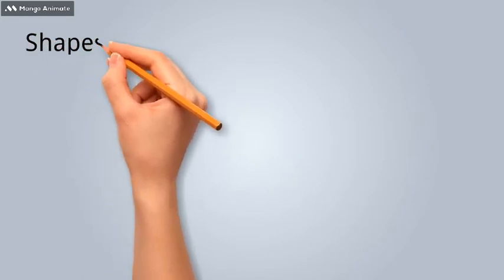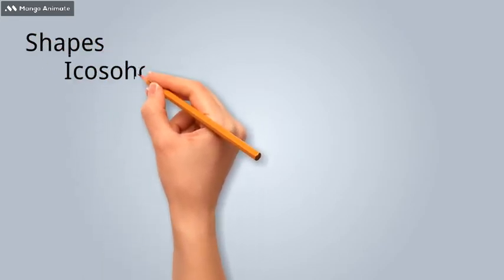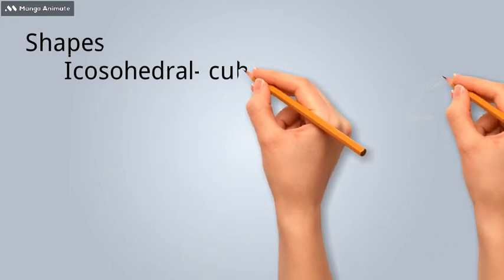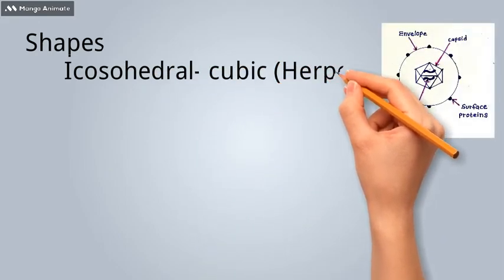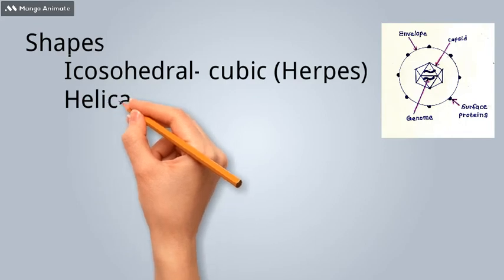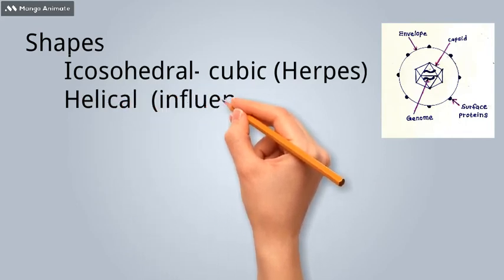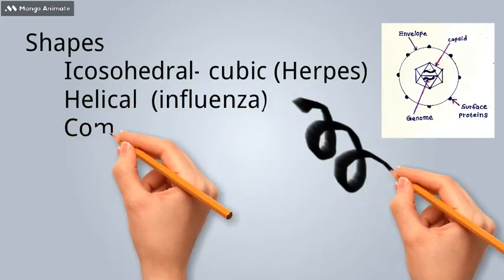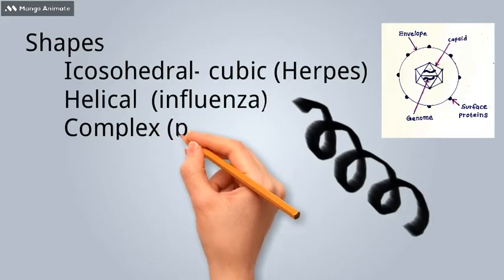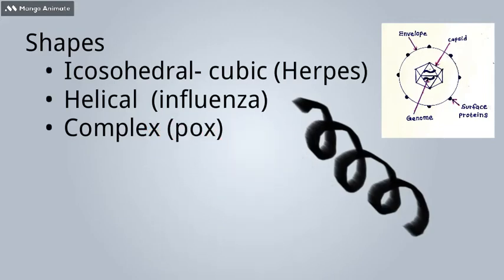Nucleocapsids have different shapes. They can be icosahedral, which is cubic shape. As an example, herpes viruses are icosahedral viruses. They can be helical or complex also. Influenza viruses are helical and pox viruses have complex shapes.